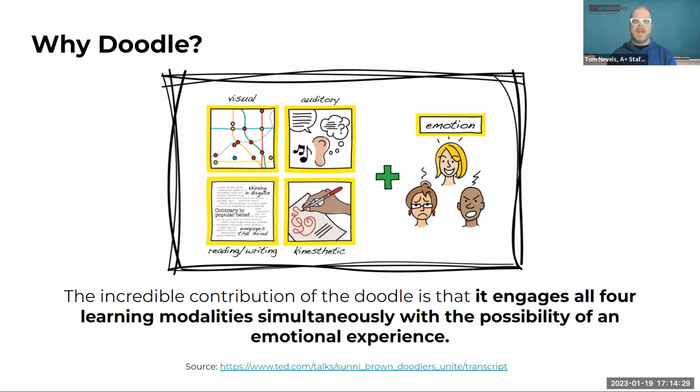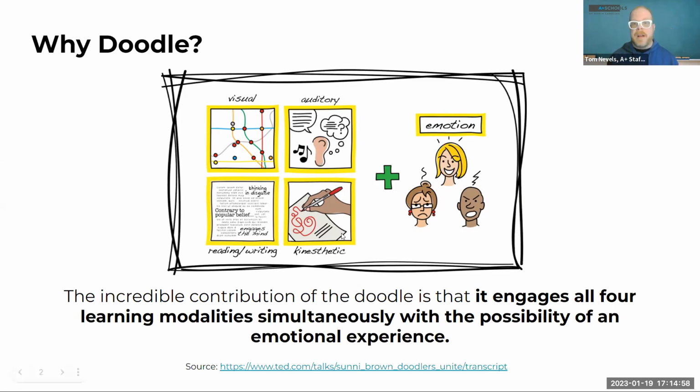It also helps because a lot of times you're processing auditory information into a drawing. So it is actually taking one form of information and converting it to another form of information. And we know that when you translate things, you really have to know them really well. So it engages auditory, kinesthetic, and reading and writing. So the contribution of the doodle is that it helps us with all of these different modalities.